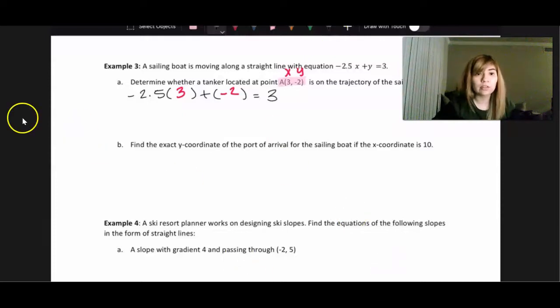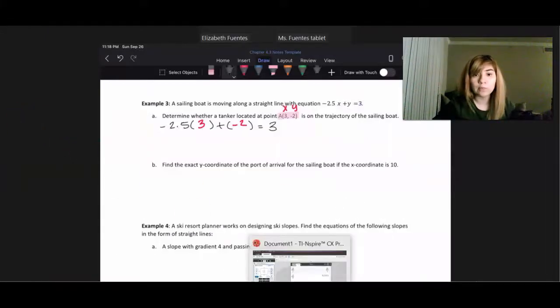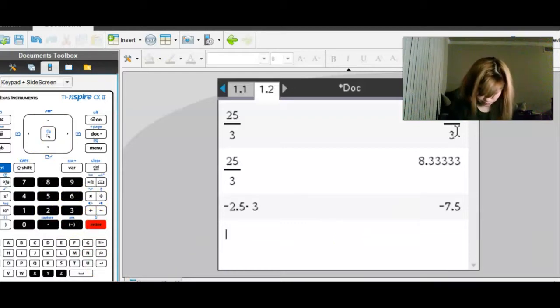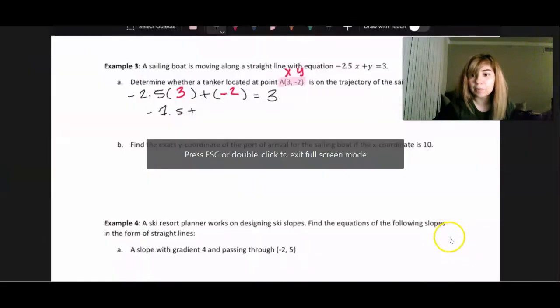Now, if you have your calculator, you can do negative 2.5 times 3, and you would notice that gives you negative 7.5, plus that negative 2. Oh, let me switch screens. There we go.